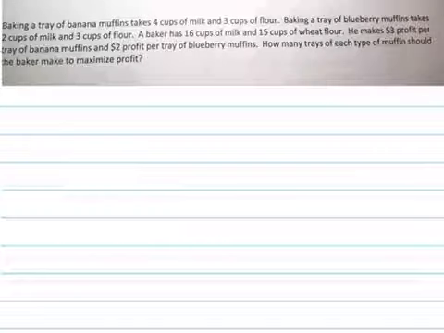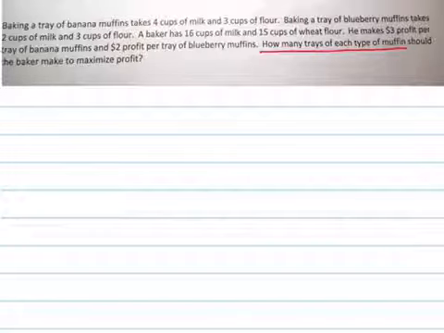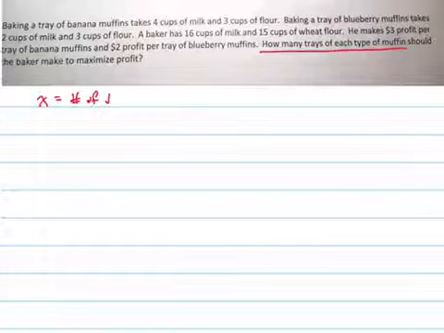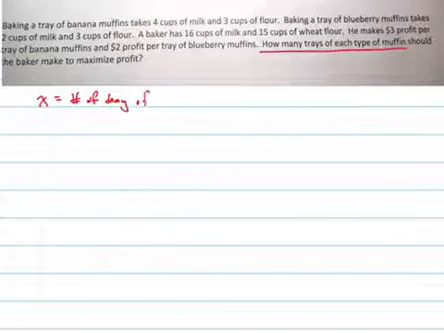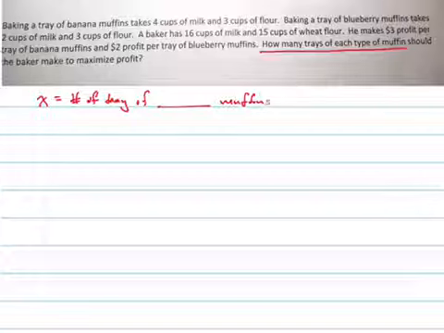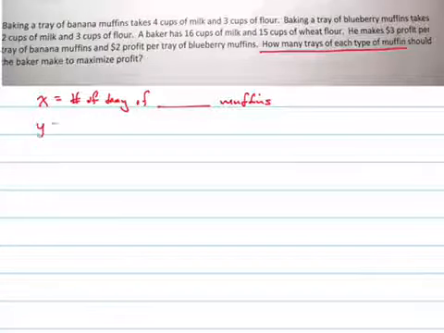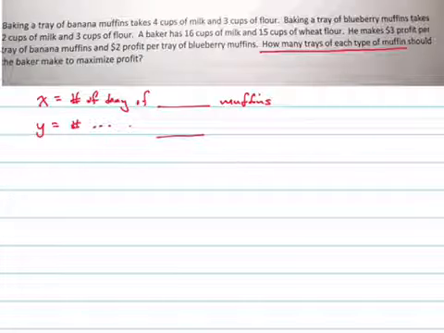All right, here's another linear programming problem. The first step is always to define your variable. Before I even read the entire question, I go straight to the end and look at what it says: how many trays of each type of muffin? So I'm going to call X the number of trays of blank muffins. Notice I haven't even read the problem yet. And Y the number of trays of blank muffins.